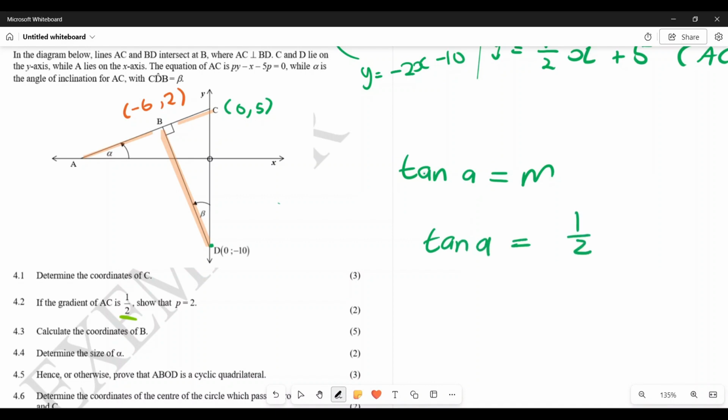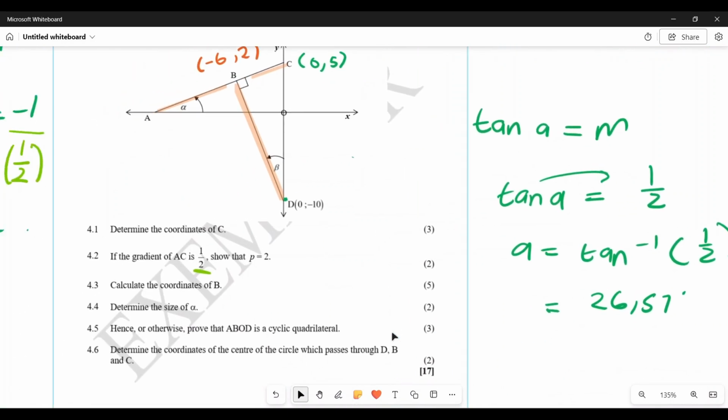Now, to find this A, I'm going to take the tan to the other side. My A is the inverse of tan, a half. Now, I'll just punch this into my calculator. My angle of inclination, rounding off to two decimal places, will be equals to 26,57 degrees.